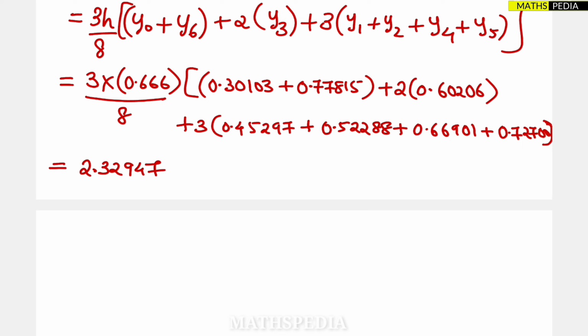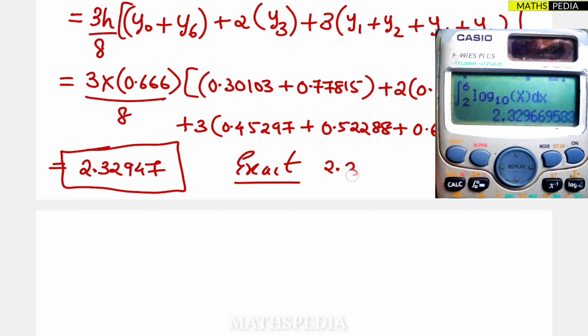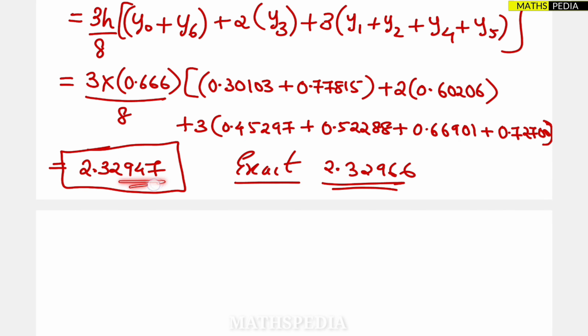So we have got the value of I. So I, we are getting the value as how much? We are getting the value as 2.32947. And what is the exact value of the definite integral we are having? But 2.32966. So it's almost nearer toward the exact value, right? So it is slightly nearer to the exact value. So each method it depends.